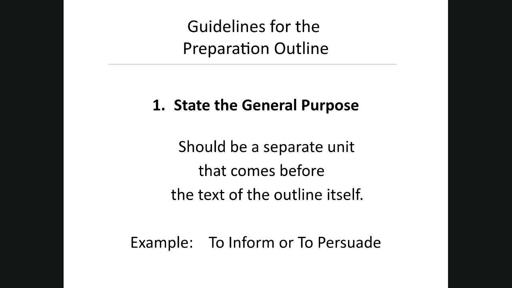All right, so we're going to talk about now the guidelines for a preparation outline. So the first thing you're going to do is you're going to state the general purpose. Now, the general purpose should be a separate unit that comes before the text of the outline itself. For example, to inform or to persuade. Okay, and it will say to entertain, and whatever type of entertainment speech you're going to do. Well, we're going to talk about that later with the special occasion speeches. But for right now, to inform or to persuade.